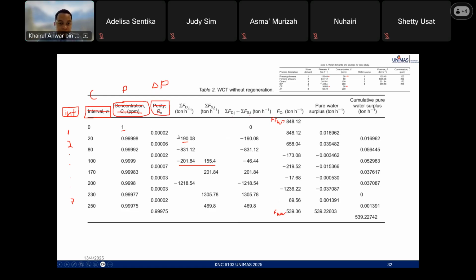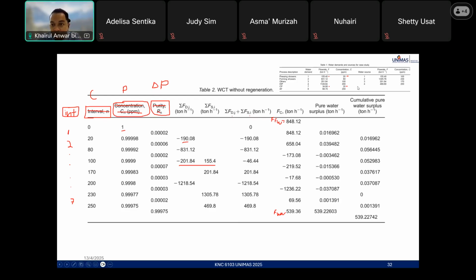So for the delta P, it's between 1 and 0. So between this interval, 0 to 20 is 1 interval. So the second one. So in total you have 7 intervals. So 1 minus this, then you get the delta P. So for the 20 ppm here, we have a negative 190 demand.